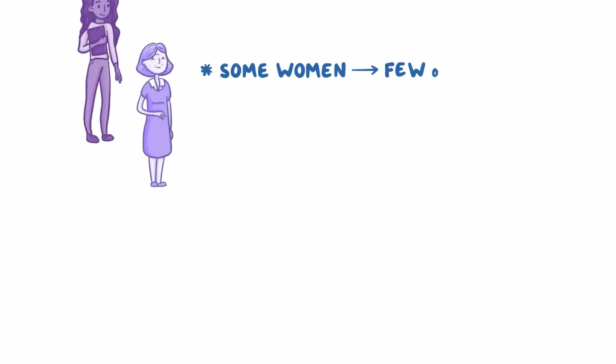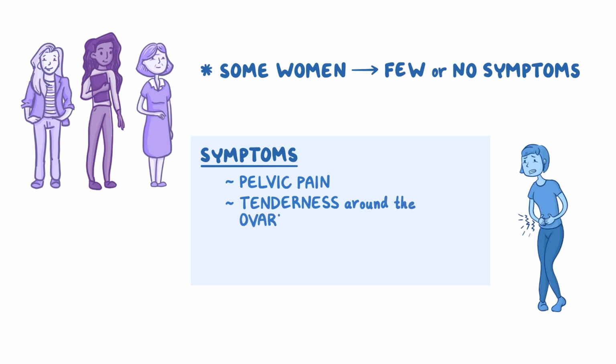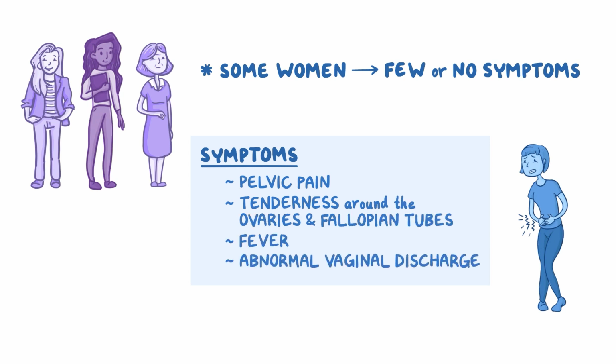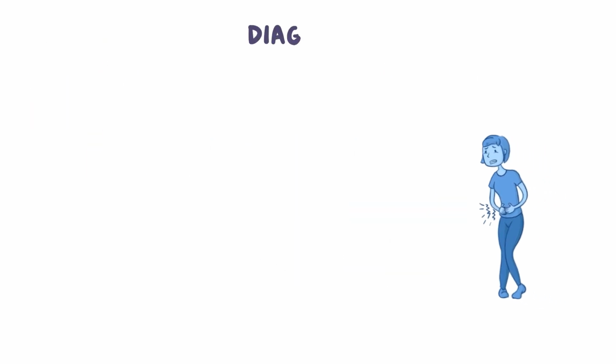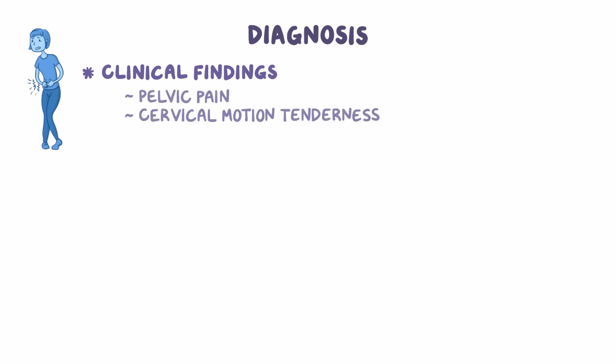Some women will have few or no symptoms of PID. When there are noticeable symptoms, they include pelvic pain, tenderness around the ovaries and fallopian tubes, fever, and abnormal vaginal discharge. Diagnosis of PID is usually based on clinical findings, particularly pelvic pain and cervical motion tenderness, which is when mobilizing the cervix during a vaginal exam causes pain or discomfort.